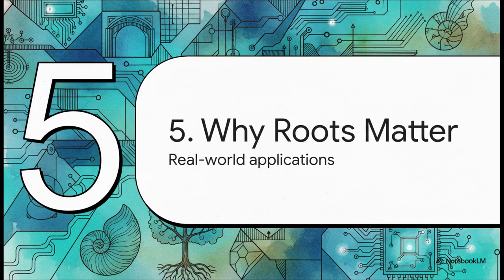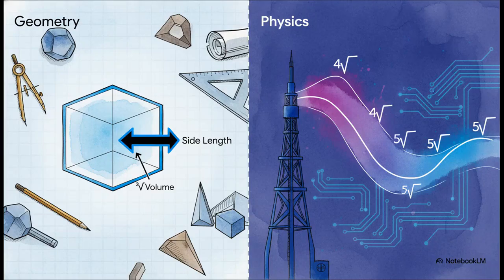So, you might be thinking, okay, I get the rules, but when am I ever going to use this? Well, it turns out nth roots are actually really useful tools for describing how the world works. For example, in geometry, if you have the volume of a perfect cube and you want to find the length of one of its sides, you need to take the cube root. And in fields like physics and engineering, formulas for things like radioactive decay or how a Wi-Fi signal gets weaker over distance, they often use fourth roots, fifth roots, and even higher. These are not just classroom exercises.